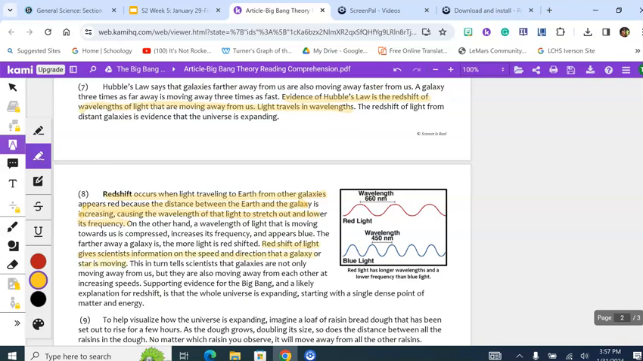This in turn tells scientists that galaxies are not only moving away from us, but they are also moving away from each other at increasing speed. Supporting evidence for the Big Bang Theory and likely an explanation for redshift is that the whole universe is expanding, starting with a single dense point of matter and energy. Here's another thing that you should highlight. Put that in your slot.